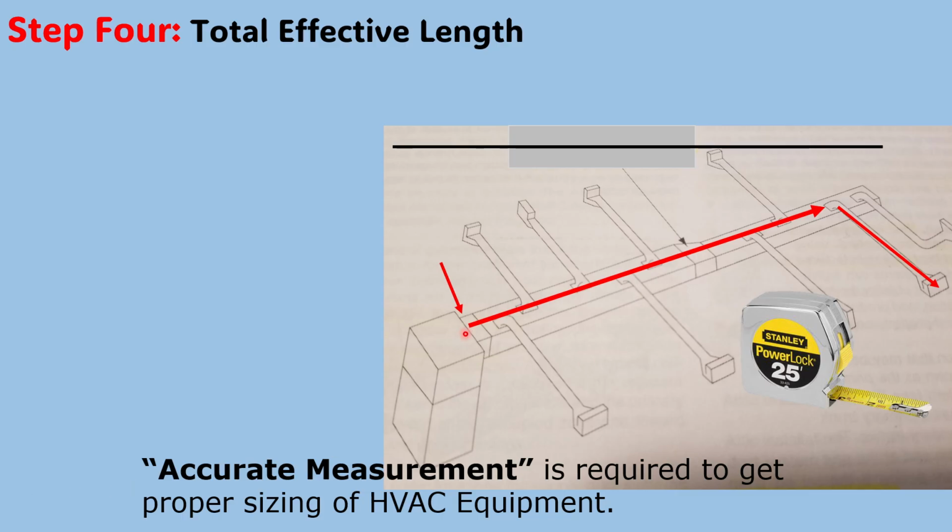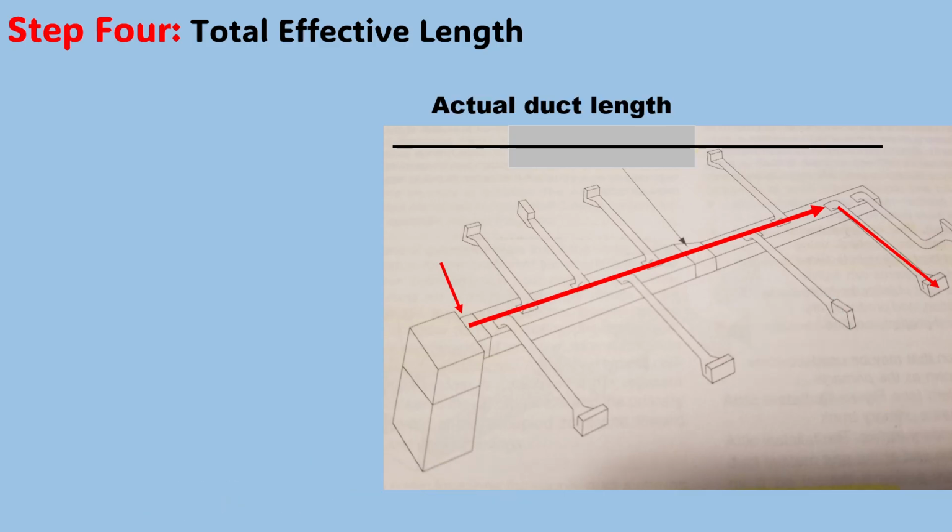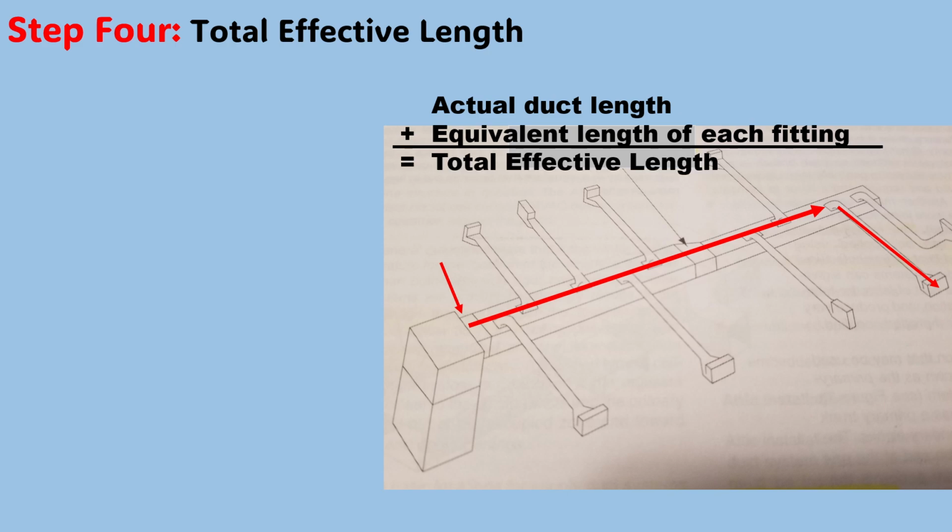So just remember also that the longest run may not be what looks like the longest linear footage, because it has fittings in there that are going to make it the highest number, and that's your longest run. Just what that total linear length and the equivalent footage of the fittings is, that's going to make the longest run. And we have actual length, equivalent length of each fitting, and that equals total effective length. And we would do that for both sides, the return and the supply.